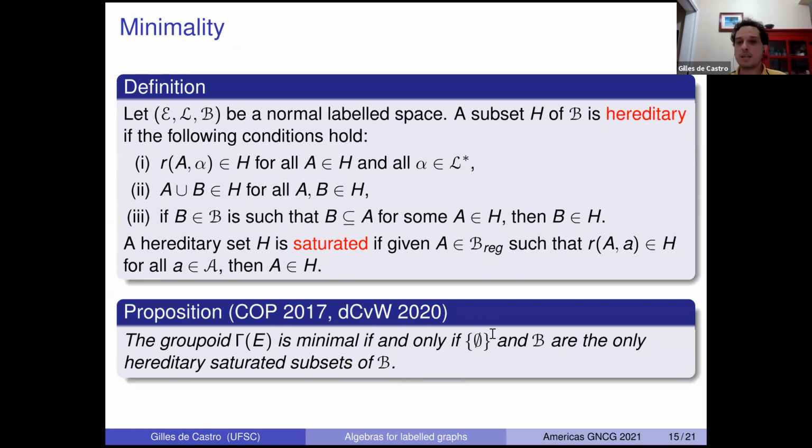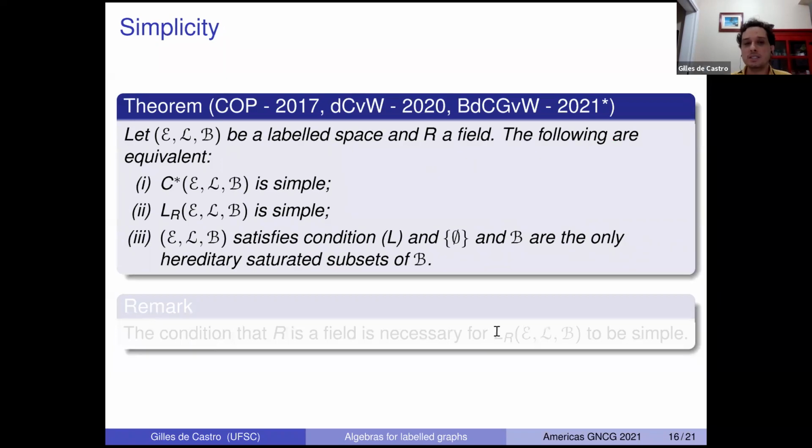And just to illustrate an example of results being the same as for the graph case, in the pre-algebraic setting we have this characterization of simplicity. The Steinberg algebra is going to be simple, and now we need R to be a field; I'm going to remark on why we need that. Whenever R is a field, the Steinberg algebra is simple if and only if the left labeled path algebra is simple, and if and only if the labeled space satisfies this condition and the only hereditary saturated subsets are the empty set and B itself, because this is the same as saying that the groupoid is effective and minimal.